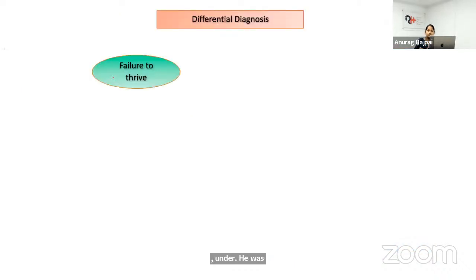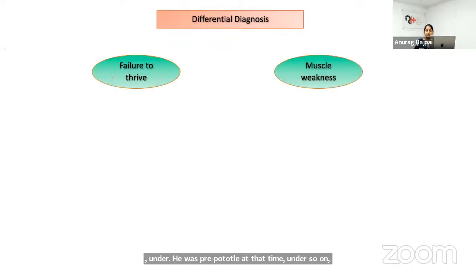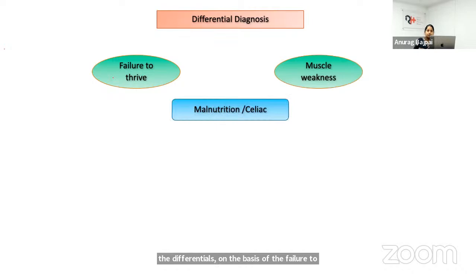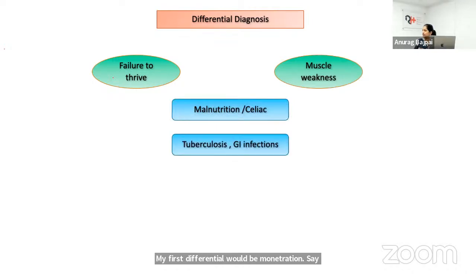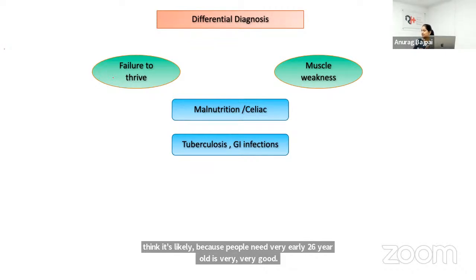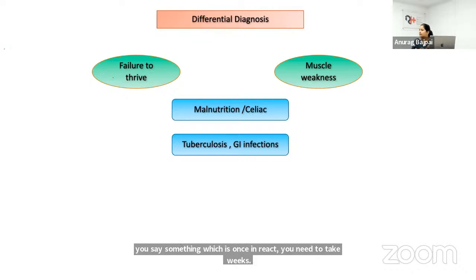On the differentials, on the basis of failure to thrive and the muscle weakness, my first differential would be malnutrition, celiac. Celiac, you think is likely, given the very early onset? Yes, sir, at the age of 10 years, 12 years. You said that he had symptoms from 4 months. So celiac becomes unlikely, because for celiac you need to take wheat, at least 1.5 to 2 years. So it is very, very unlikely.